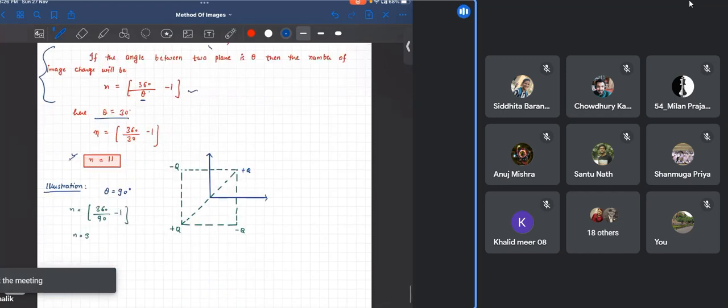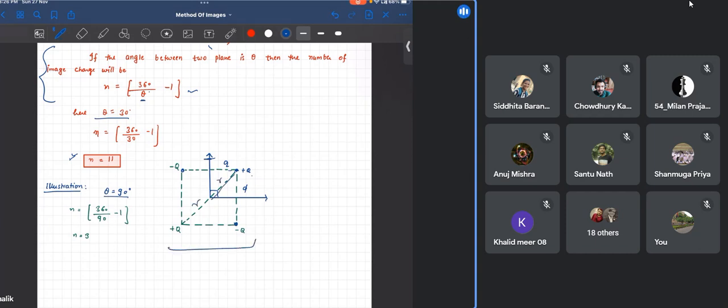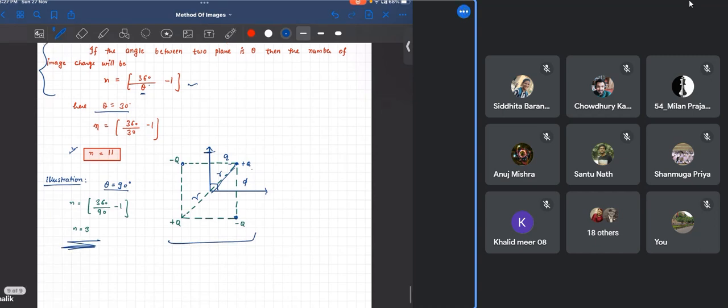And for a simple case, if theta is 90, let's say you have two conducting plates placed at 90 degrees to each other, how many images are going to form? At exactly the same distance d, there is a charge minus q from this plate, and at exactly the same distance d, there is a charge minus q from the other plate. And this is the distance r from this, so r is the distance to plus q. So total images are 3. From the formula, the images are again going to be 3.